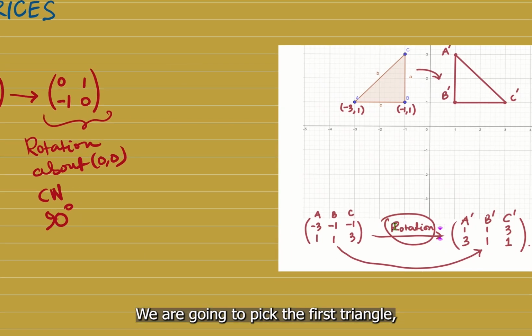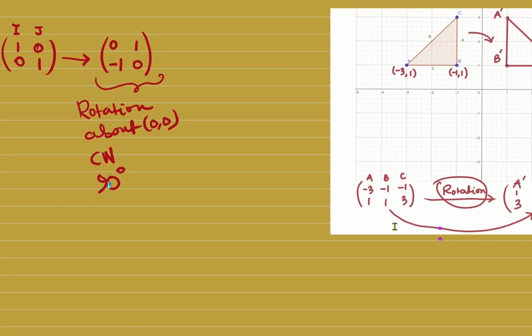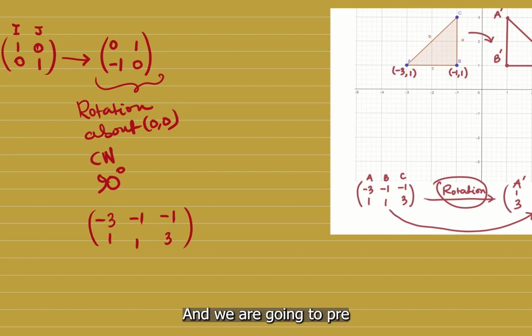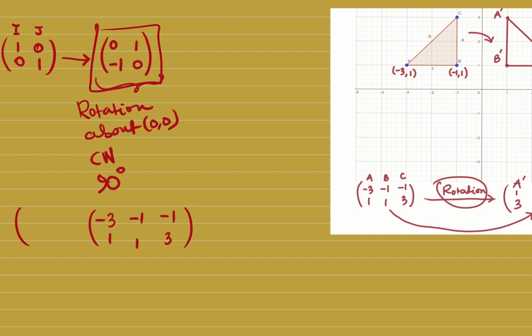We're going to pick the first triangle which is -3, 1, -1, 1, -1, 3, and we are going to pre-multiply it by the new matrix here, which is 0, -1, 1, 0.